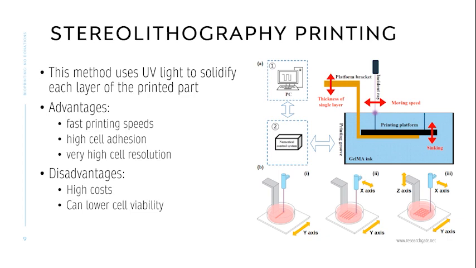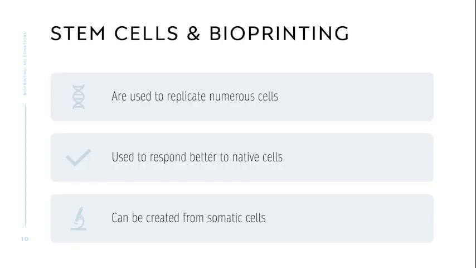Now let's talk about stem cells and their role in bioprinting. Stem cells are the main type of cell used in bioprinting, and it is for a good reason. Stem cells can be used to replicate numerous types of cells, which makes them the workhorse of bioprinting. When stem cells are created from somatic cells of the recipient of the new structure, the odds of the structure being rejected go down drastically.